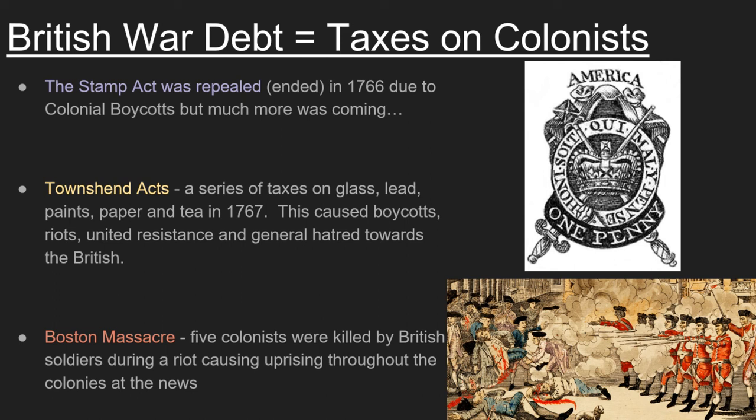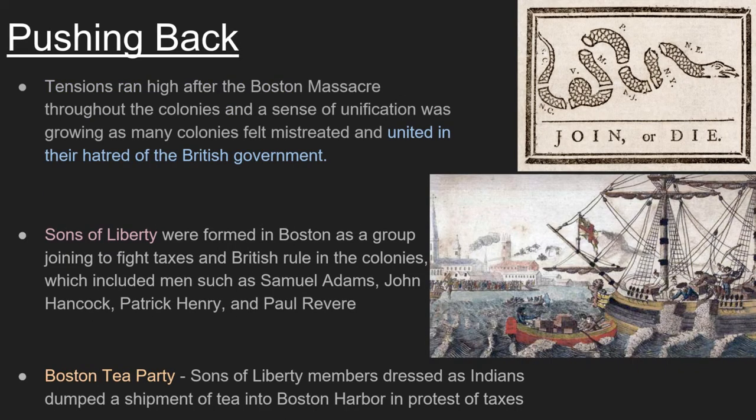So soon enough, you have the Boston Massacre. 5 colonists were killed in the city of Boston as they were rioting against these British soldiers. Thanks to Paul Revere, this got spread, and many others, throughout the colonists as a massacre of unarmed, which was kind of true, colonists in Boston. So this, again, really riled up these colonists in uniting against the British.